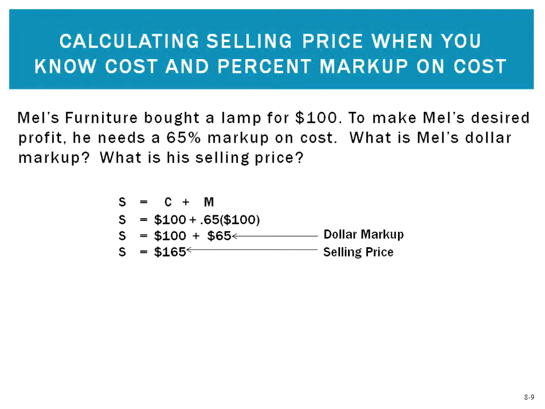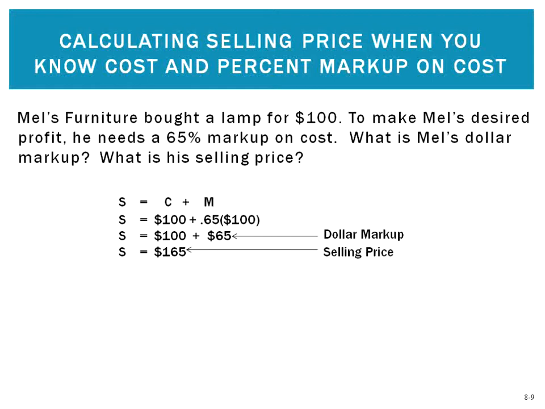So, calculating the selling price when you know the cost and the percent markup on cost. Mel's Furniture bought a lamp for $100. Okay, Mel's Furniture bought it, so that must be cost. Remember, cost for the business is what you buy it for, and selling price is what you sell it for. To make Mel's desired profit, he needs 65% markup. What is his dollar markup? What is his selling price?